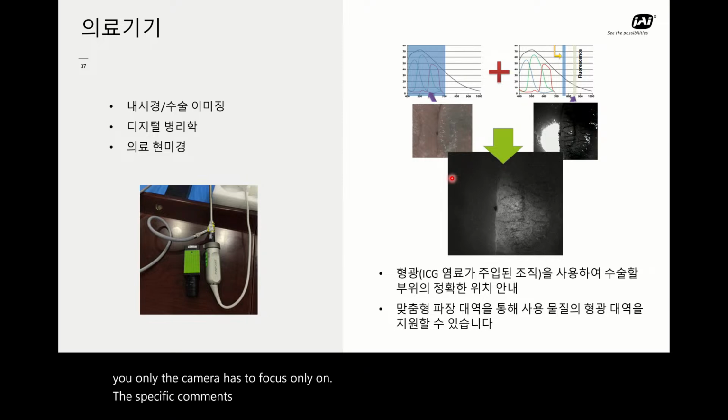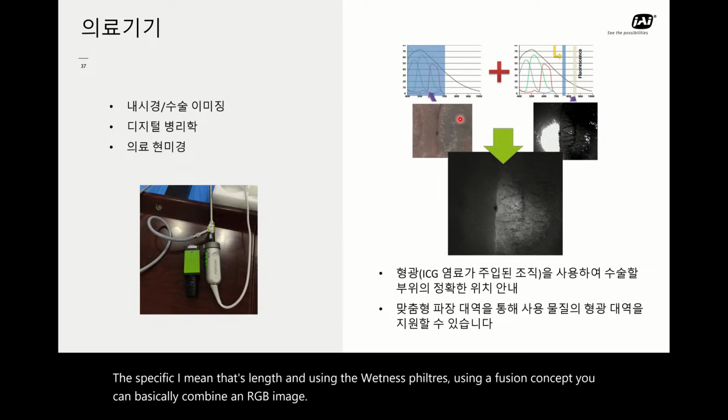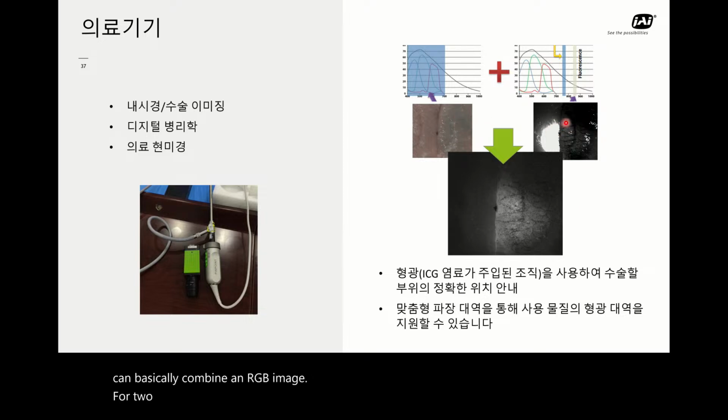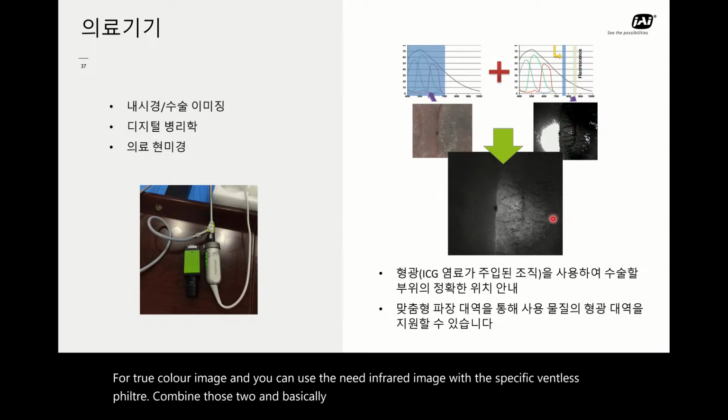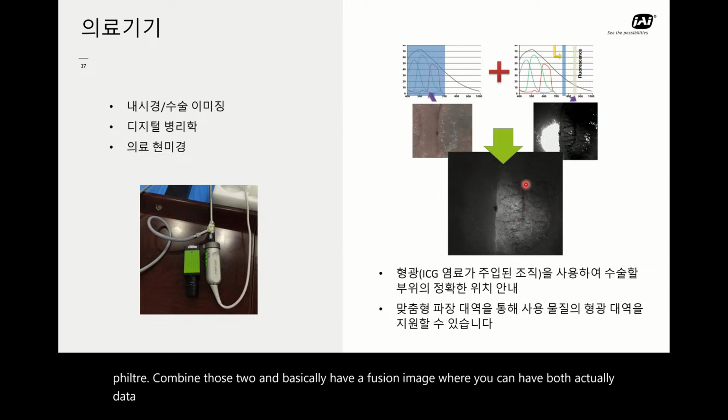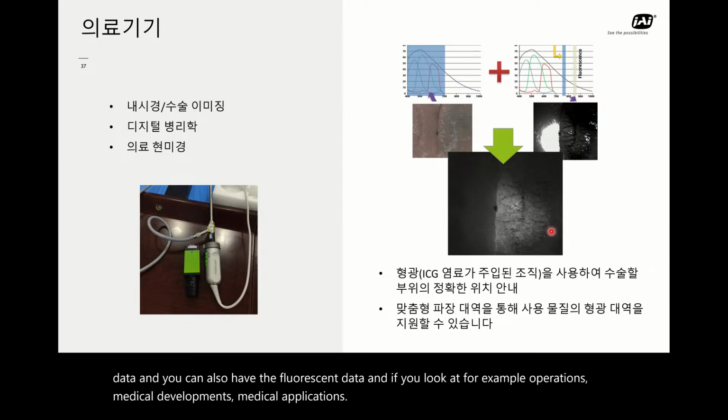And using our bandpass filters, using a fusion concept, you can basically combine an RGB image for a true color image, and you can use the near-infrared image with the specific bandpass filter, combine those two, and basically have a fusion image where you can have both RGB data and also the fluorescent data. And if we look at, for example, operations, medical environments, medical applications, that is a much liked feature.